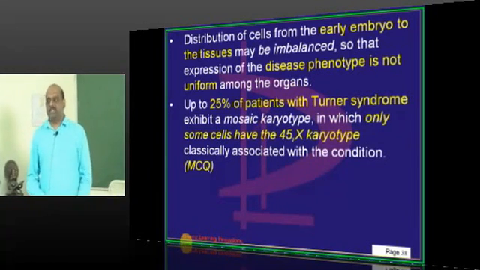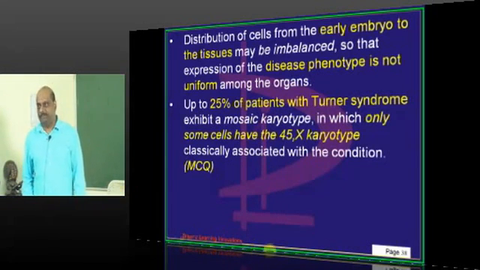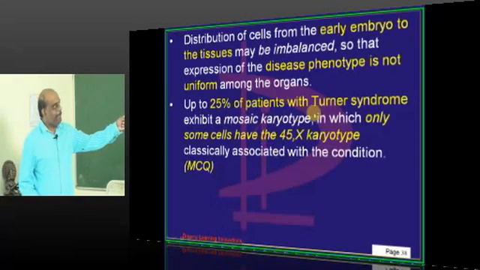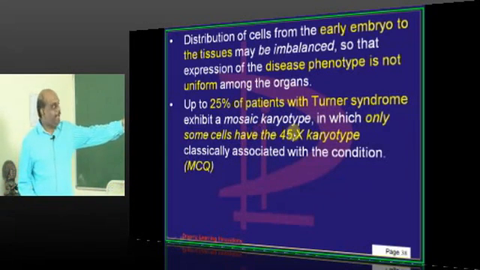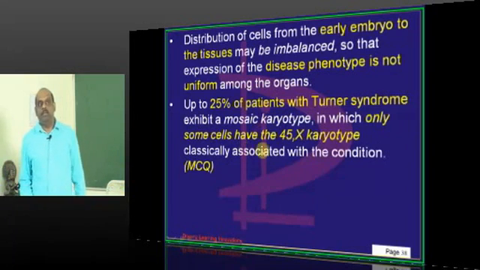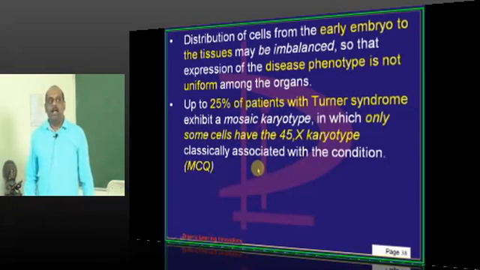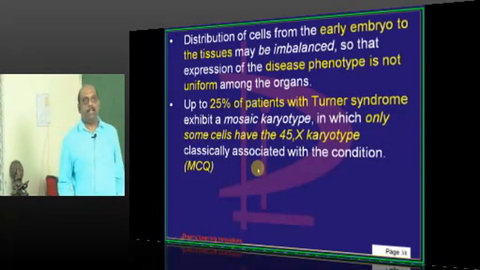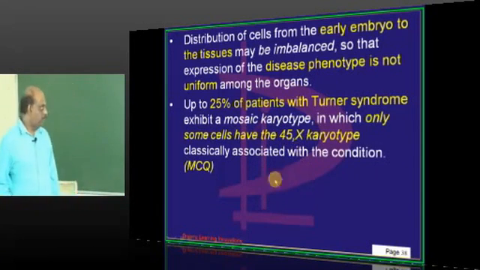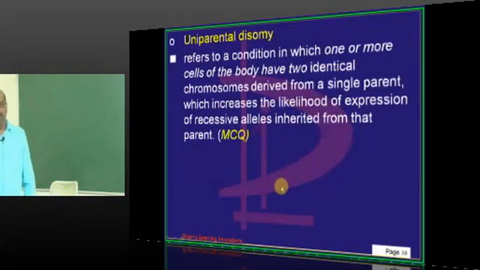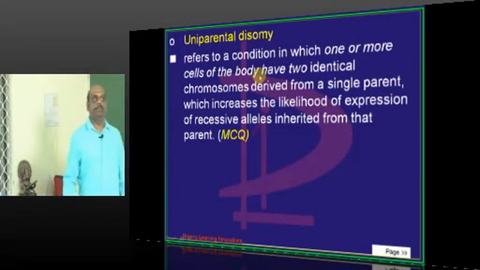If you take Turner's, a classical example of mosaicism, up to 25% of the patients with Turner's show a mosaic karyotype, where only some types of cells show 45,XO. Other types of cells, if you take them from other locations, may show 45,XX. So that is a classical example of mosaicism, is what needs to be remembered.